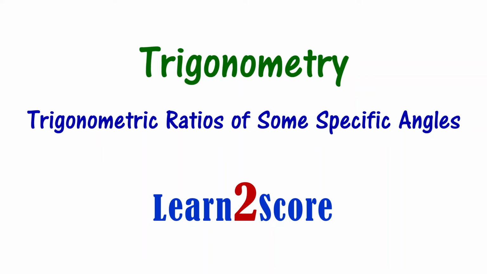In this video, I am going to discuss trigonometric ratios of some specific angles. We are going to derive trigonometric ratios for 0 degrees, 30 degrees, 45 degrees, 60 degrees and 90 degrees. Okay, this is from the trigonometry chapter for 10th class mathematics. I hope you will like the video.